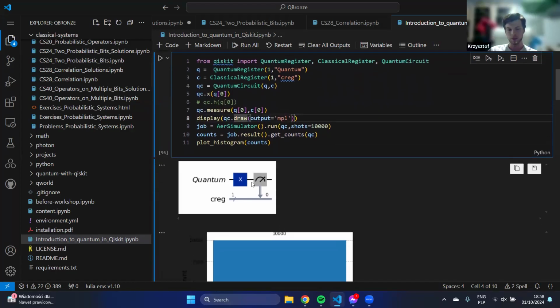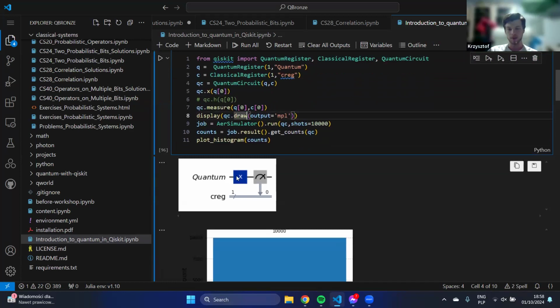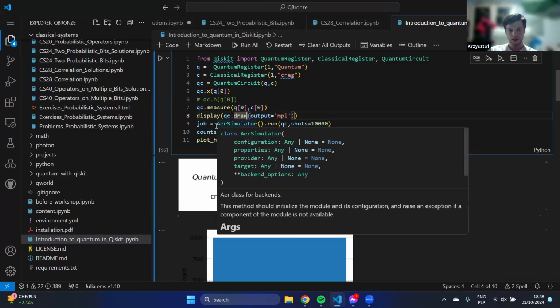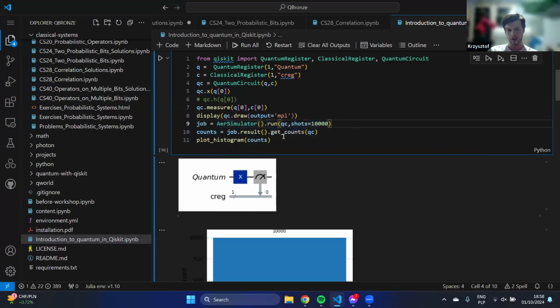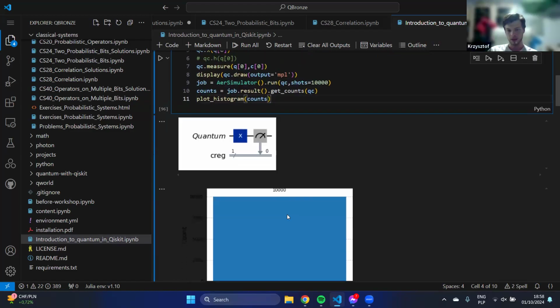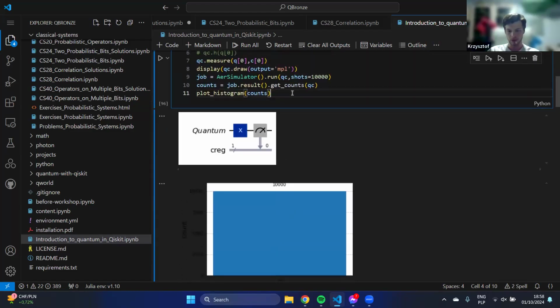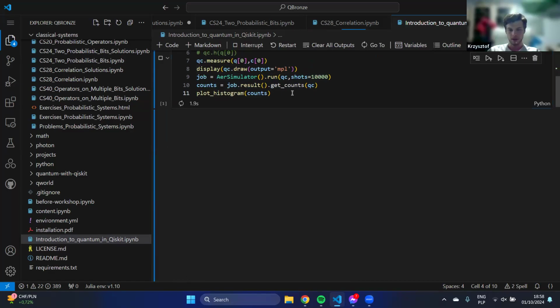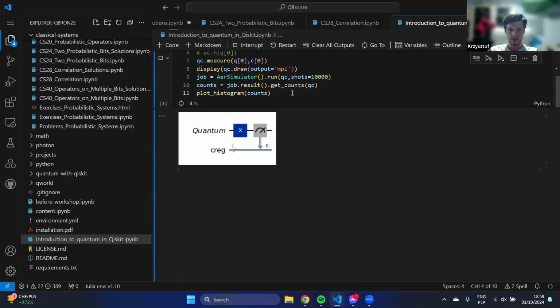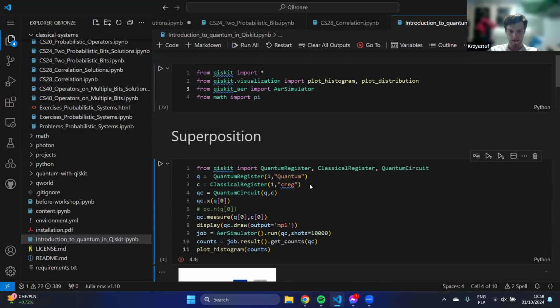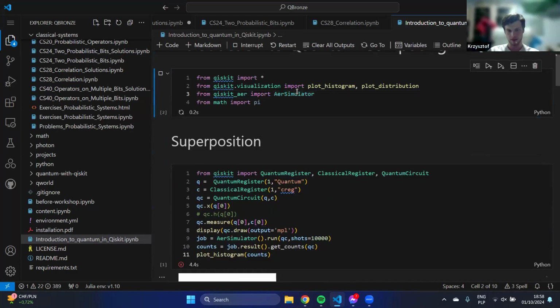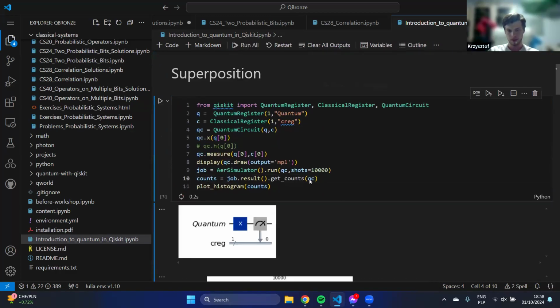Then, very simply, I can draw our circuit. Usually in quantum computing, the circuits are drawn from left to right, and along each line we have the gates that are being applied to each qubit. Then we define a simulator to run our simulation of qubits, and then we can plot our results. So if I try to execute this code, hopefully it will manage. It's not defined. Here is our simulator.